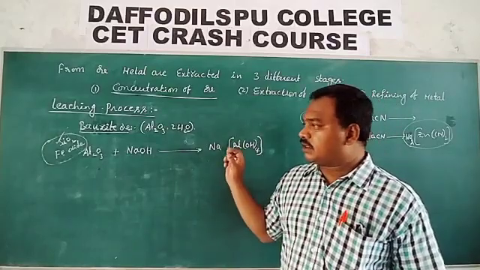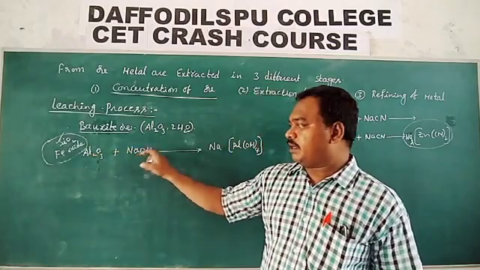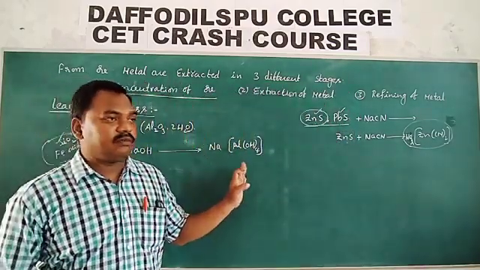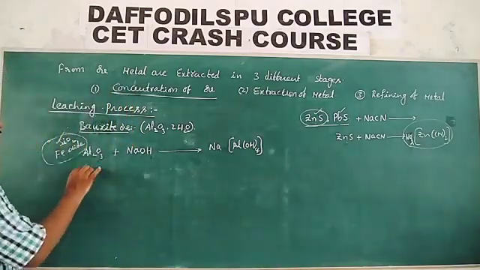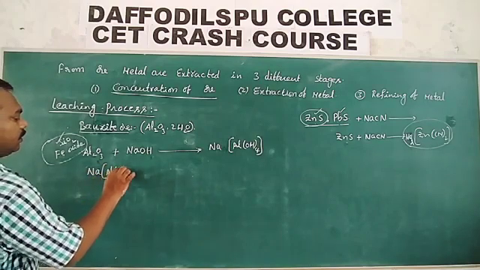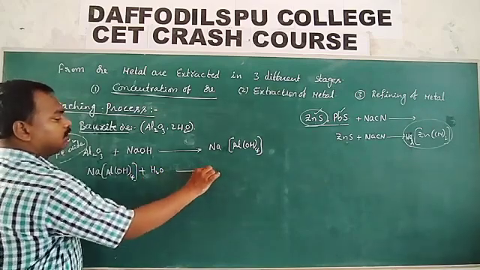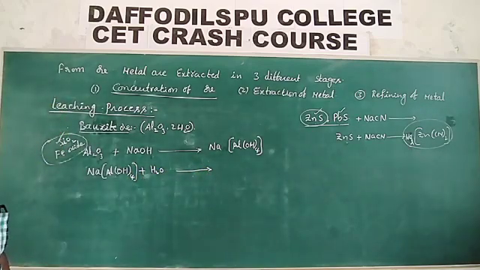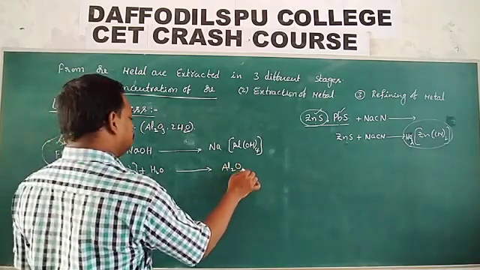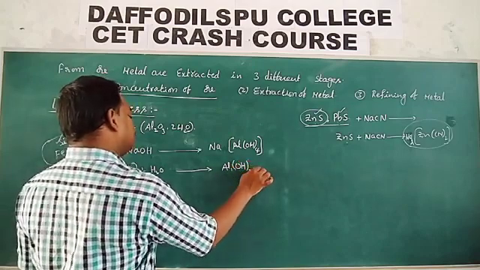Bauxite dissolves in sodium hydroxide, and then we will get the sodium meta-aluminate. This sodium meta-aluminate readily dissolves in water. When it dissolves in water, we will get hydrated Al(OH)3.